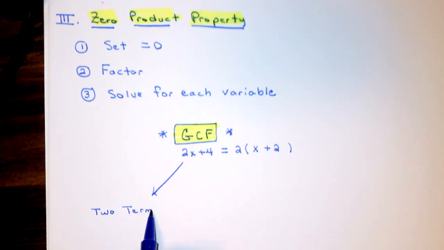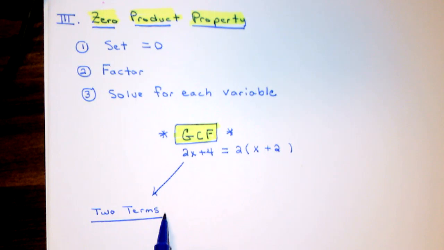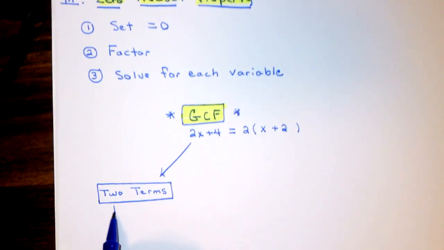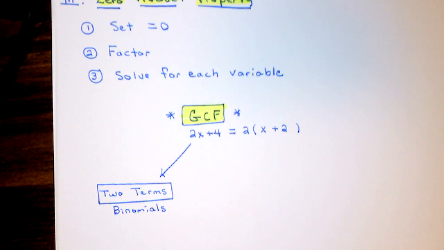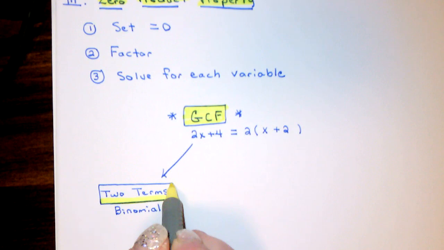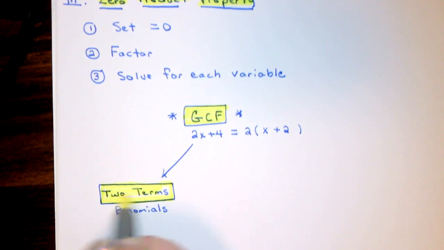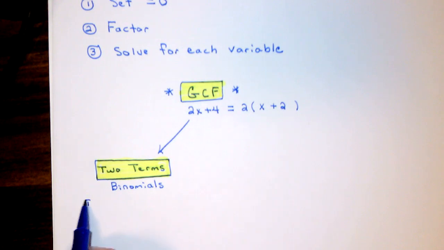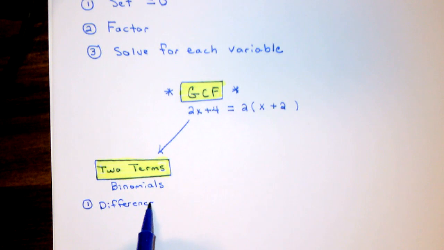After your GCF, you're going to have to determine how many terms you have. So in this section, we're going to be looking at things that might have 2 terms, and those things are called binomials, if you remember. Okay, so when you have 2 terms, there's 2 things that you want to look for. Sometimes you might have what's called a difference of squares.